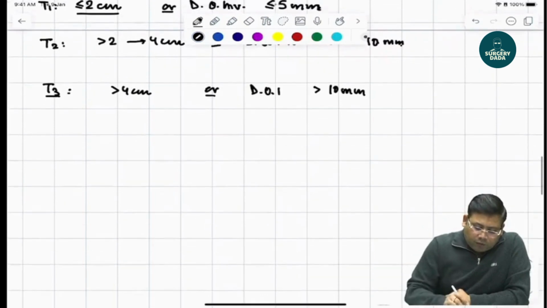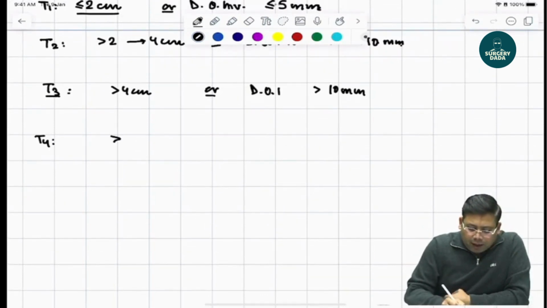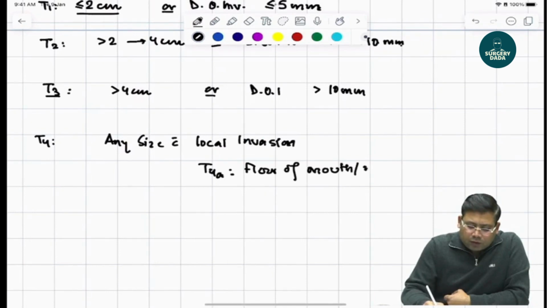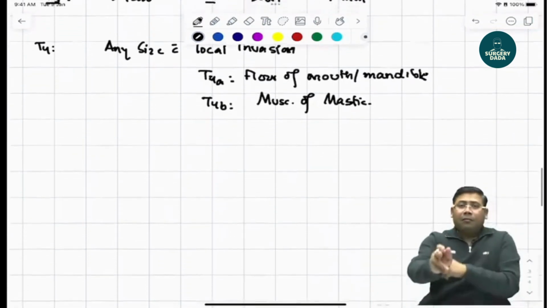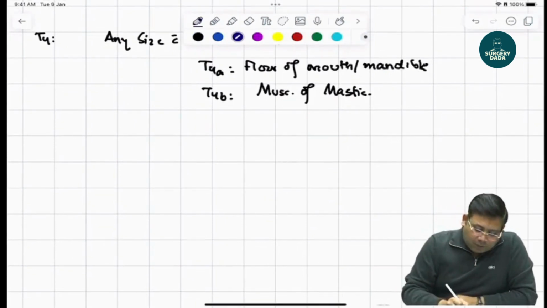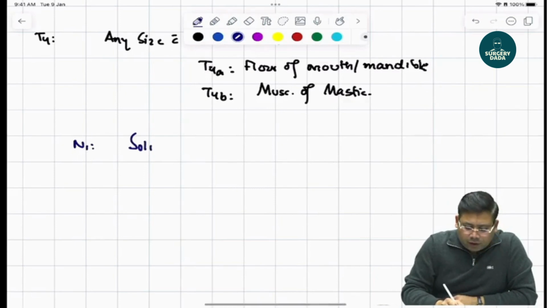And then when we talk about T4, what is T4, students? You can say any size with local invasion. Local invasion into the floor of mouth or the mandible comes under T4A. And T4B is invasion into the muscles of mastication. This is very, very simple. But what is more interesting and confusing is the N. Lymph nodal staging is very important. So what is N1? It is a solitary or single lymph node.